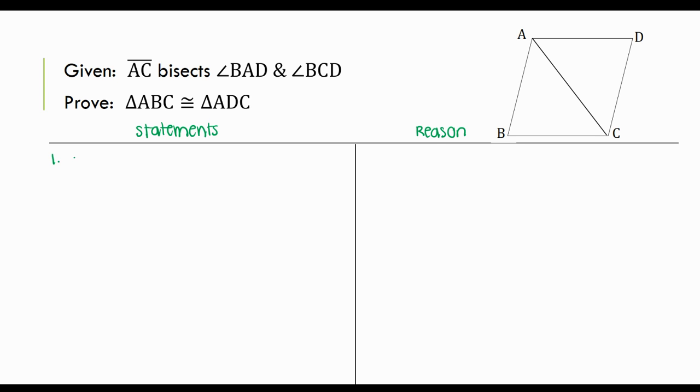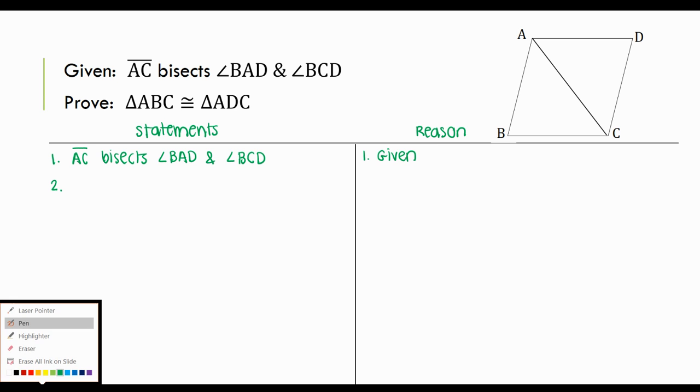So I'm going to start with my first and only given, that the segment AC bisects angle BAD and angle BCD. That is given information. That in itself, we're not going to be able to mark, but because it has that vocab word bisect, I know that I'm going to be able to expand on that. Remember, to bisect means to divide into 2 congruent pieces.